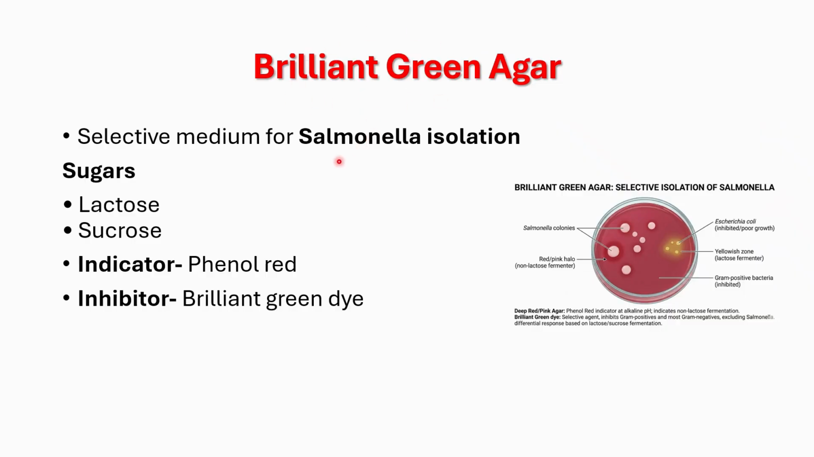Brilliant green agar is a selective media primarily used for the isolation of Salmonella species. The medium contains brilliant green dye, which inhibits the growth of many gram-positive and gram-negative bacteria. Lactose and sucrose are present as fermentable sugars, while phenol red acts as a pH indicator. Salmonella typically does not ferment these sugars and therefore produces a characteristic colony appearance that helps the microbiologist to identify the organisms.